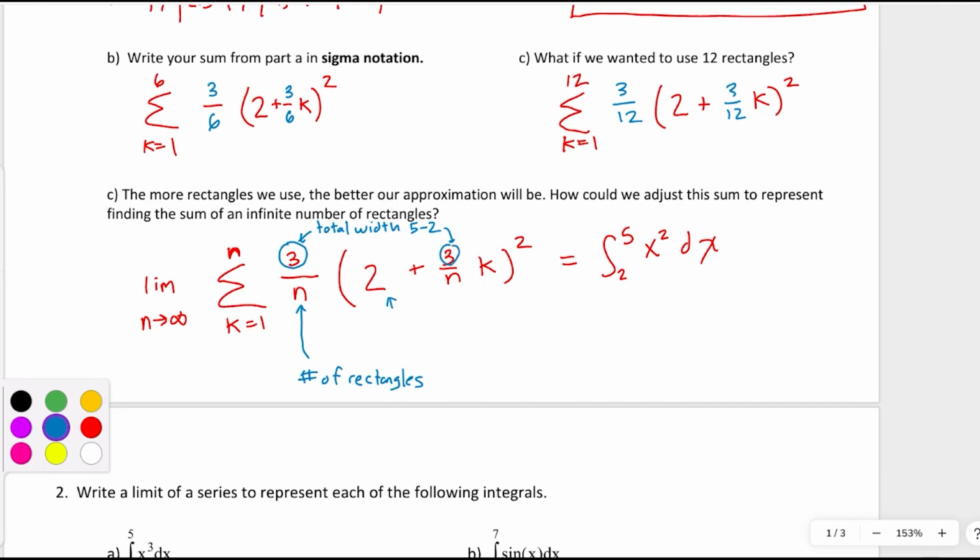Where are we going to find this 2? Where's that coming from? That's the starting point, yeah, that's your lower bound. And then everything inside the parentheses with the squared is really just the function you're working with. So this is x squared, it will be this quantity squared. Any questions so far?